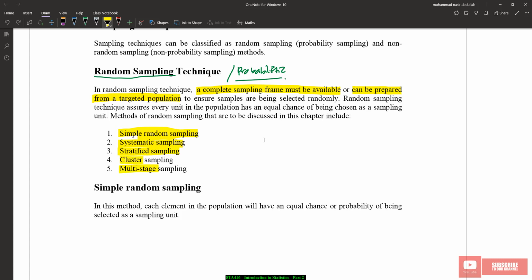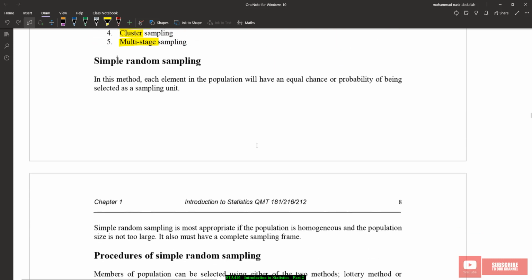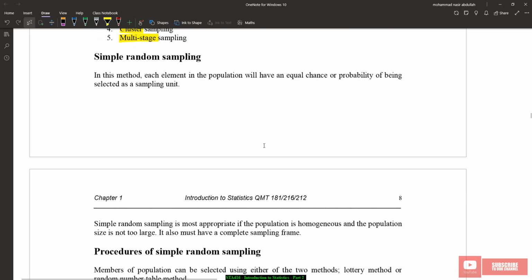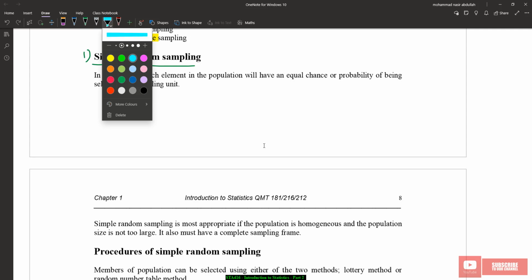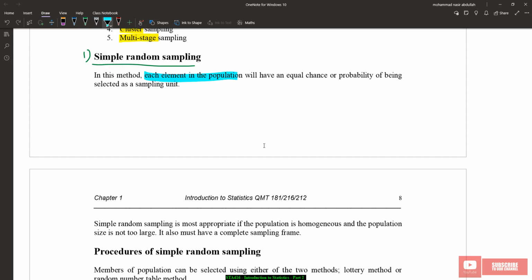There are 5 methods: simple random sampling, systematic sampling, stratified, cluster, and multi-stage sampling. Let's look at the first sampling method under random sampling techniques, which is simple random sampling. In simple random sampling, each element in the population will have an equal chance or probability of being selected as a sampling unit, because all members have an equal probability value.